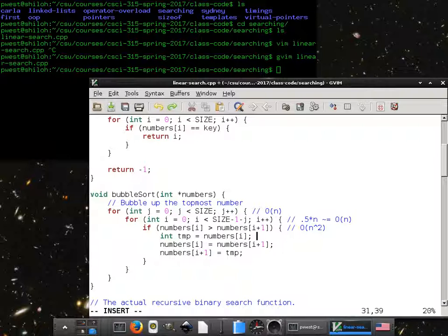How about this line? No, that's all one. How many times is it executed? N squared. So in bubble sort, these three are swap. This is comparison. So comparisons are O of N squared and swaps are N squared as well.